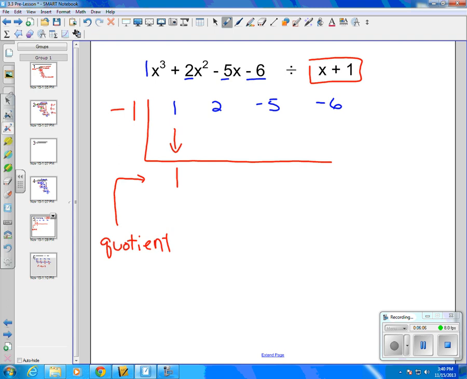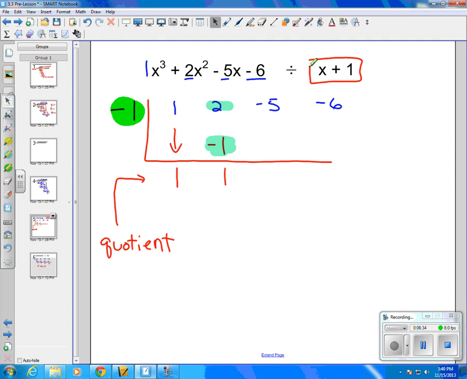So just like before, when we get a term in our quotient, we multiply it by our divisor. That represents our divisor. So we would do negative 1 times 1. This becomes negative 1. We put that here. Then we will take this 2 and the negative 1 and add them together, which gives us 1.